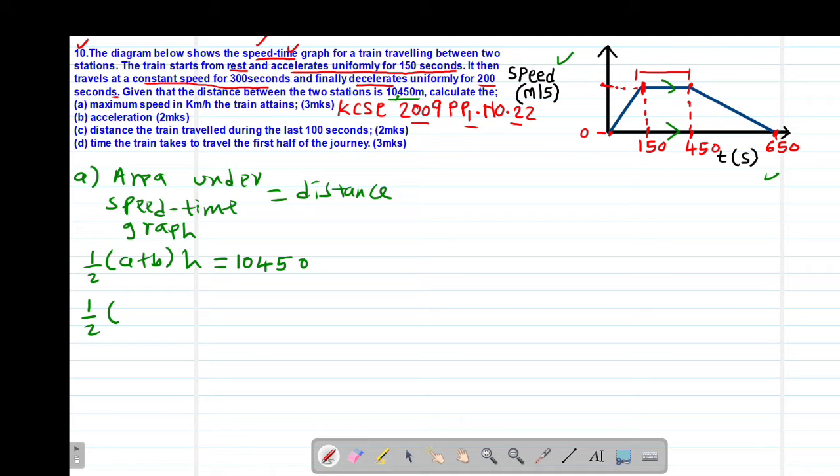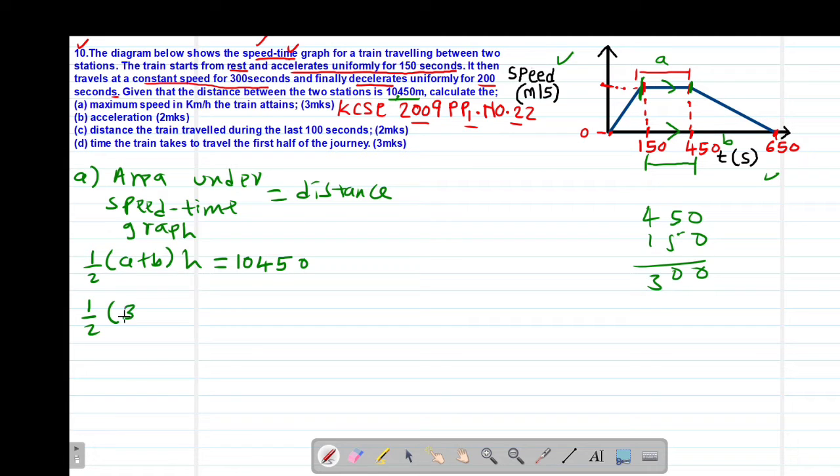So the time between this parallel side will be 450. Then we are going to subtract the time at this particular point. So this is the length of our first, the smaller parallel side. So this is our a, and the larger side is our b. So a will be 450 minus 150. If you take 450 and subtract 150, you get 300 seconds as the length of our smaller parallel side.